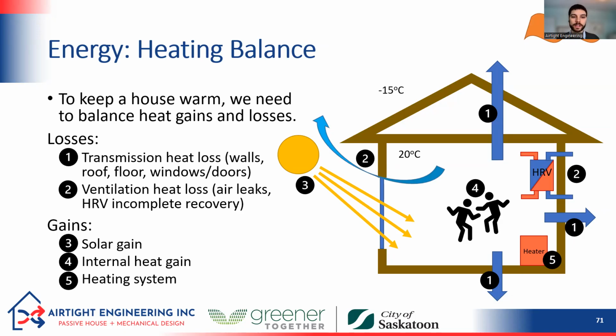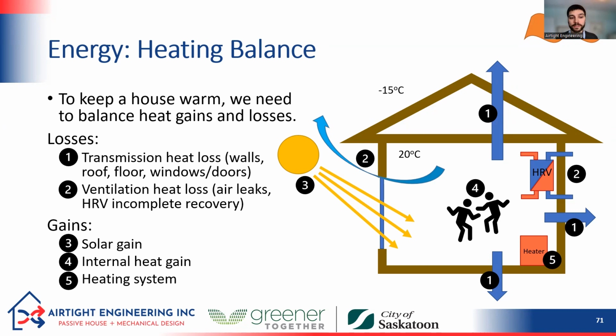And so to calculate how much heat it's losing, we add up these two main types of losses. The first is transmission loss. So that's the heat that we lose through the floor, the walls, the roof. So, you touch the wall and it's cold. That's because it's losing heat to the outside. And the second is ventilation heat loss. So this is through all of that air leakage that we were just talking about, and also through incomplete recovery from our ventilation system. So our HRV might be able to recover 50 to 90% of our heating energy from that air, but whatever percent it can't recover, we need to replace.